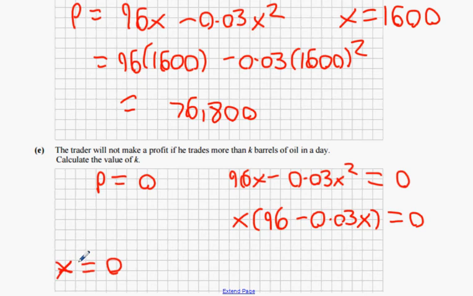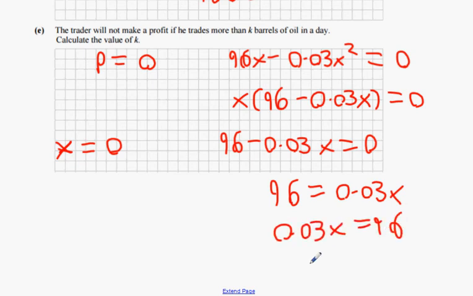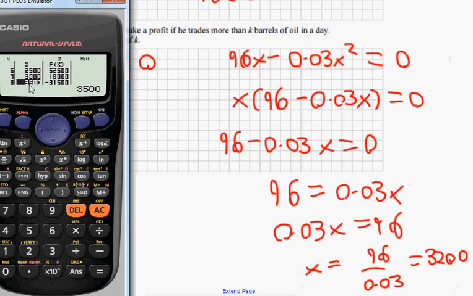What does x equals 0 mean in the context of this question? If you make no barrels, you make no profit. That makes sense, doesn't it? If you sell nothing, you make nothing. And then the other one is 96 minus 0.03x equals 0. Move it over to the other side, we get 96 equals 0.03x. I'd like to spin this around, and then I'm going to divide by 0.03. What's 96 divided by 0.03? 3,200. And that was precisely what we predicted earlier, somewhere between 3,000 and 3,500. So we know we're right before we even leave.